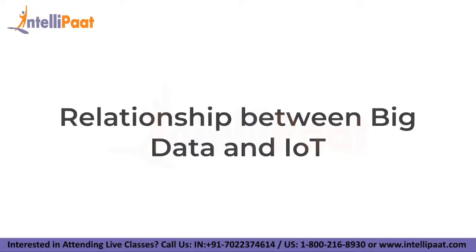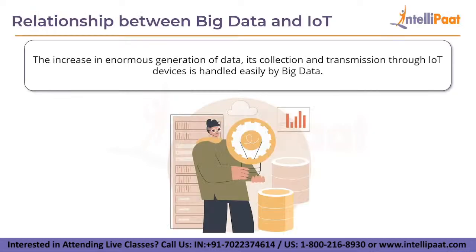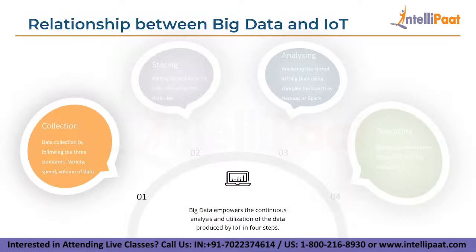Now let's take a look at the relationship between big data and IoT. With the increase in enormous generation of data, its collection and transmission through IoT devices day by day will be undoubtedly difficult. This is all handled by big data, as it empowers the continuous analysis of the data produced by IoT. And all of this proceeds in just 4 steps. At first comes the data collection. In data collection, the data is collected by following the main 3 standards, which are variety, speed, and volume of data.